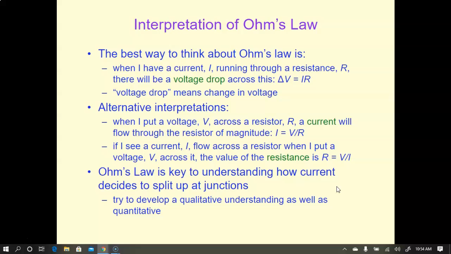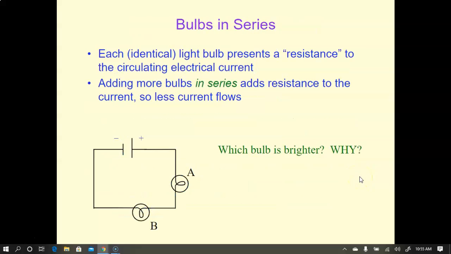But Ohm's law is going to really help us to understand how current is going to decide to split up whenever there are junctions. And the junctions are going to be important when we're looking at circuits, because that will determine the hows and whys of how we design circuits, based on where the current's going to flow. And so that's all based around this idea of Ohm's law. So it's a pretty simple law, but it's a really important one. So we'll look at a couple of examples of this here today, and then save most of it for next week.